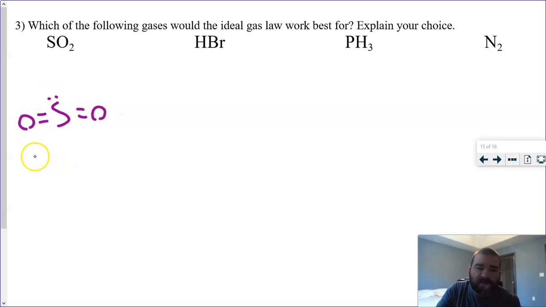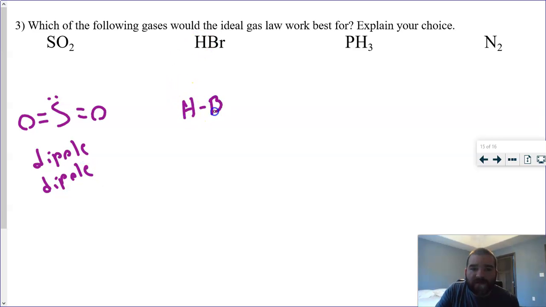And it looks like that. Okay, the types of intermolecular force here that we have are dipole-dipole. HBr, very easy structure. And by the way, I didn't put the lone pairs around my oxygens.